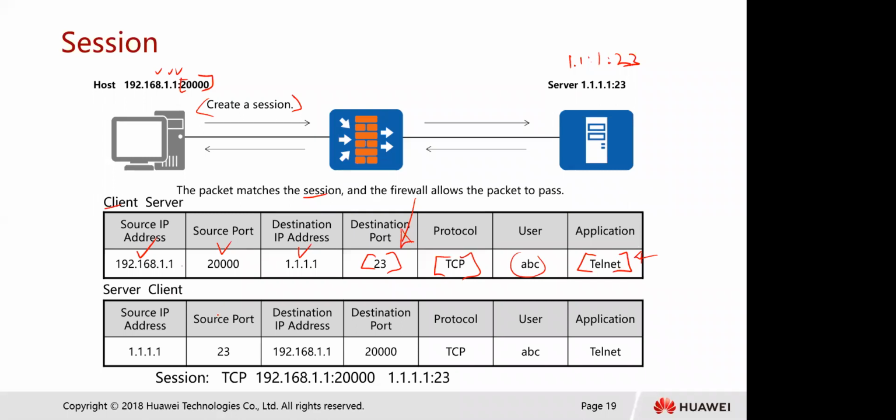For our server, the source IP is this 1.1.1.1. The source port is 23. They have access through our telnet, and the destination address is this. This is the port number, but the protocol we are using to communicate is going to be TCP from this user, and we're using the application of telnet. The firewall will go ahead and create that session and store it in the session table.